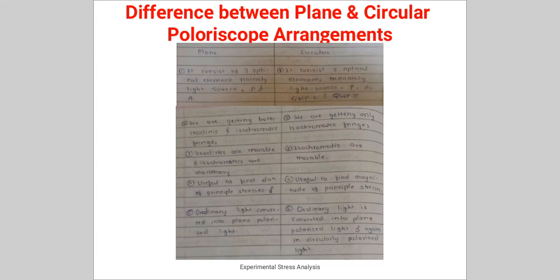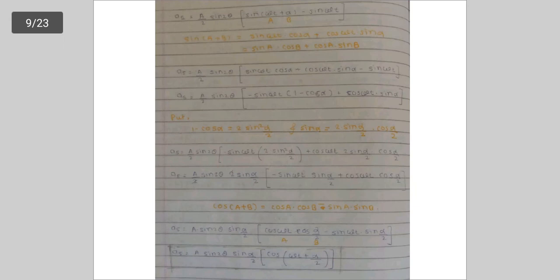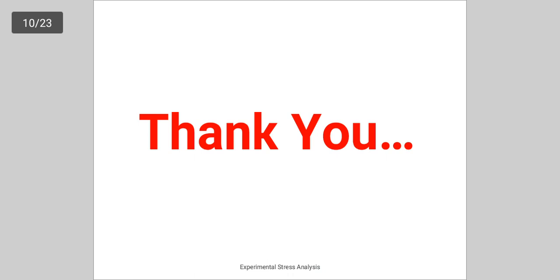Then we discussed the basic differences between the plane polariscope arrangement and the circular polariscope arrangement. A total of 5 basic differences are there between them. Then we discussed the last point, the derivation of the effect of stressed model in plane polariscope arrangement. That means if the model is kept in the plane polariscope arrangement, how the amplitude of the light vectors changes from A0 to A5U. That detailed derivation we have solved, and we have calculated the amplitudes from A0 to A5U. Thank you.